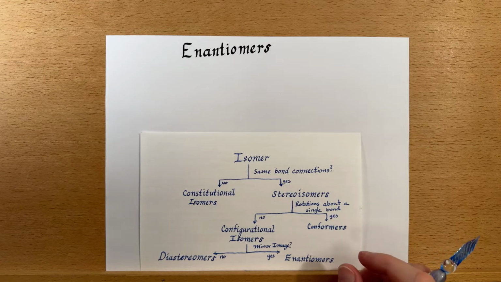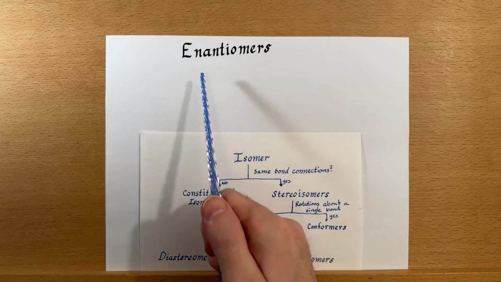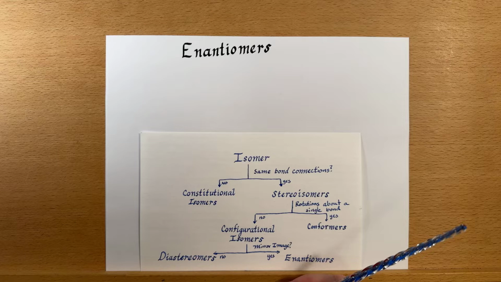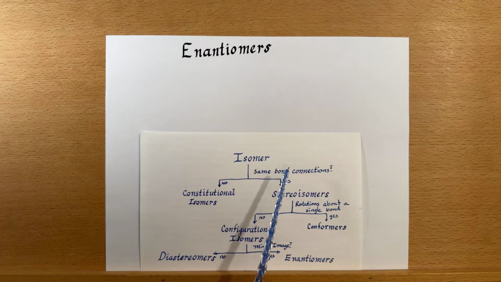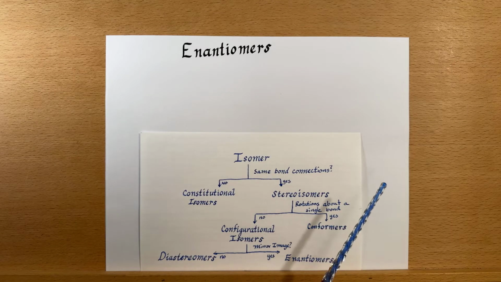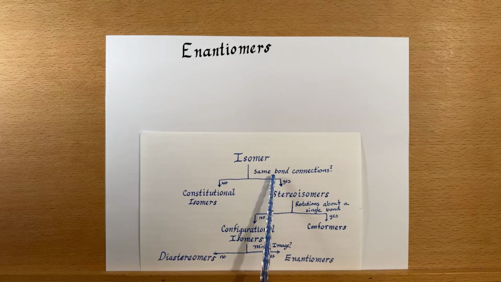Continuing our discussion on isomers, let's turn our attention to enantiomers. And let's review our flow chart. First, we determined that it is an isomer by finding that it has the same chemical formula. Then, if we have the same bond connections, they are known as stereoisomers.